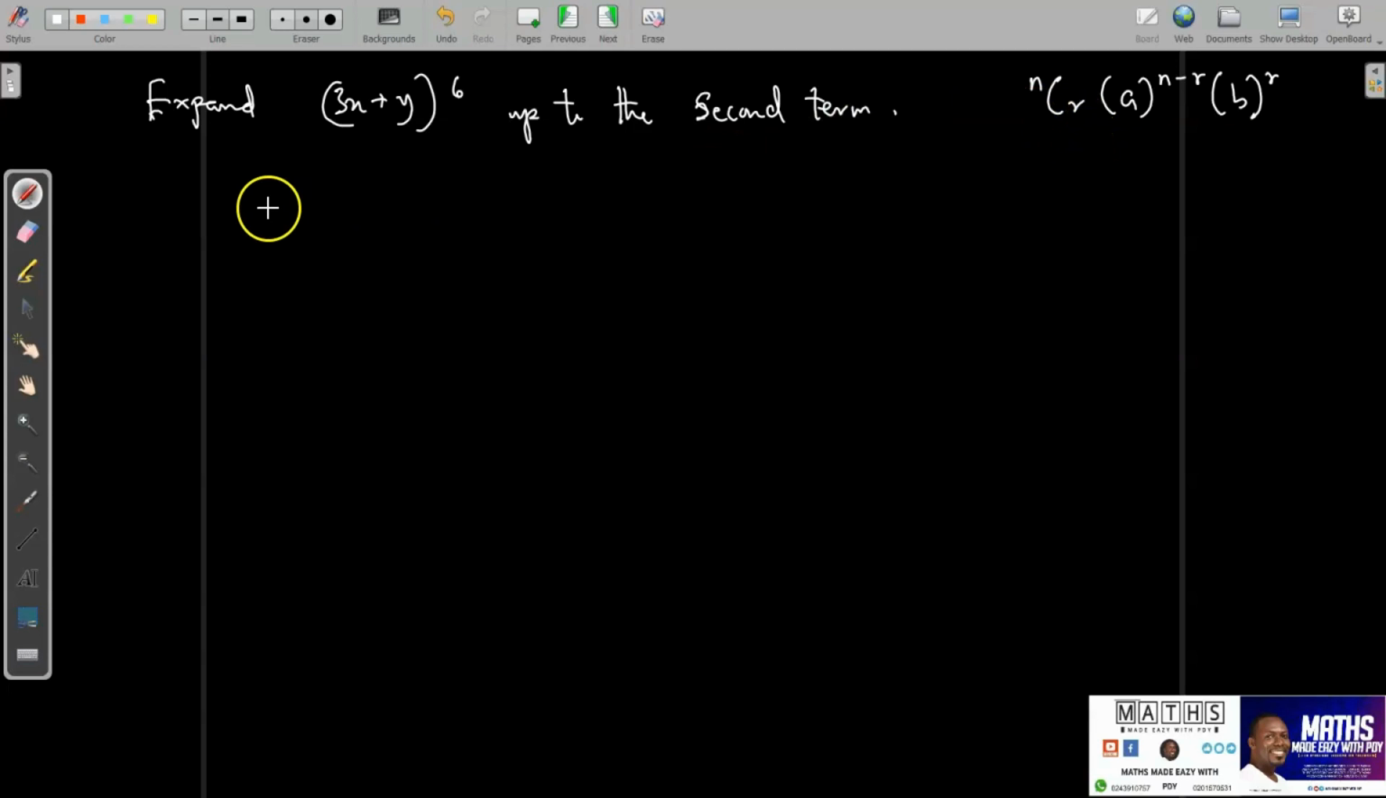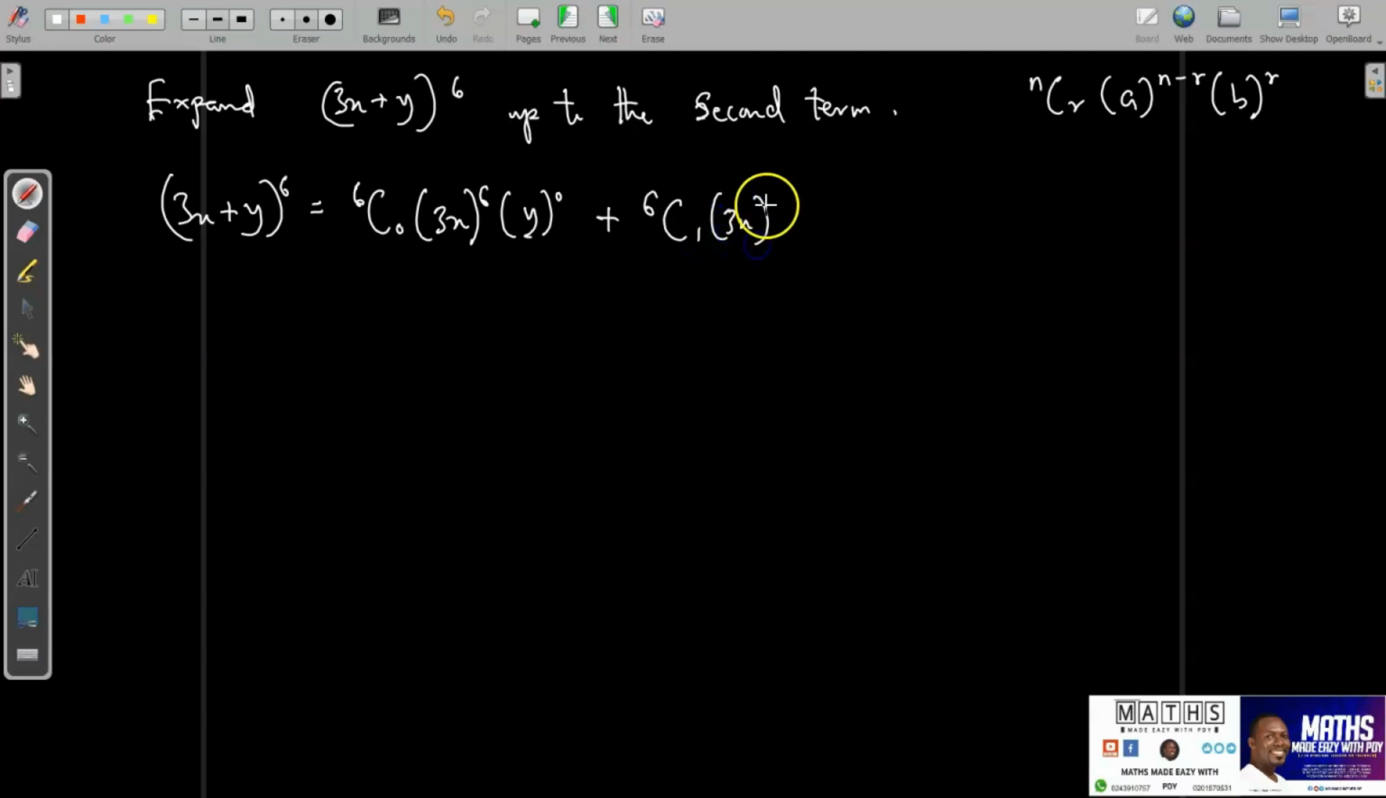Just a simple rule. So having 3x plus y all to the power 6, our first term should automatically be 6 combination 0 multiplying 3x all to the power 6 and then y to the power 0. Then plus 6 combination 1 multiplying 3x to the power 5, or you can write it as 6 minus 1, multiplying y to the power 1, plus... We know that's not the end of the expansion. But because the question is interested in up to the second term, we are ending here.